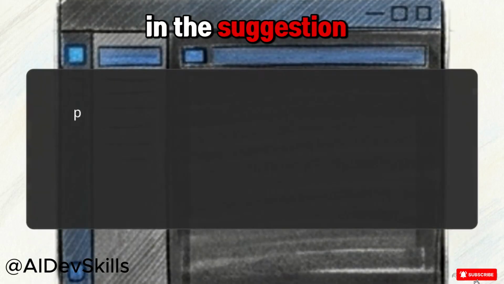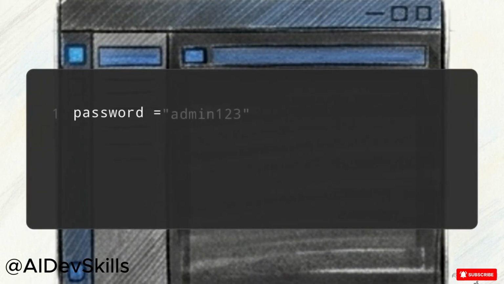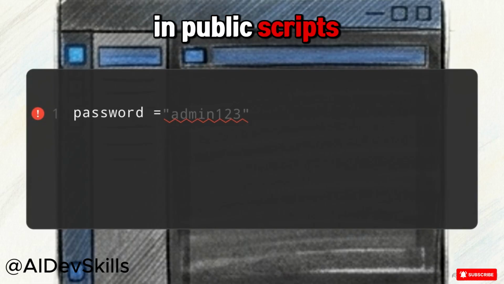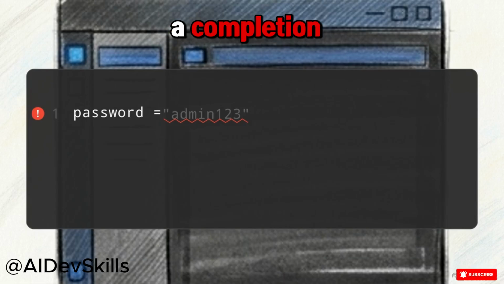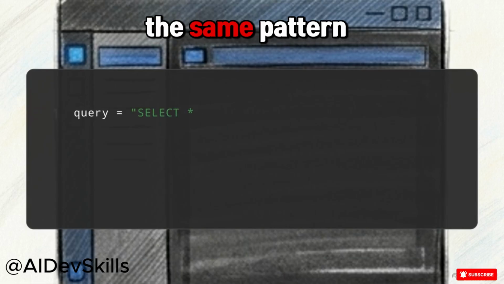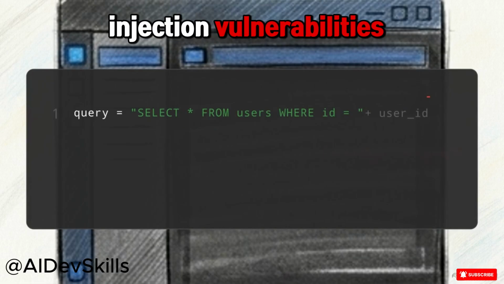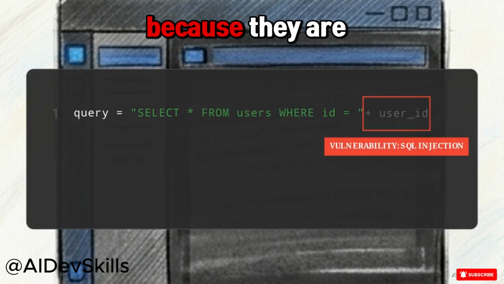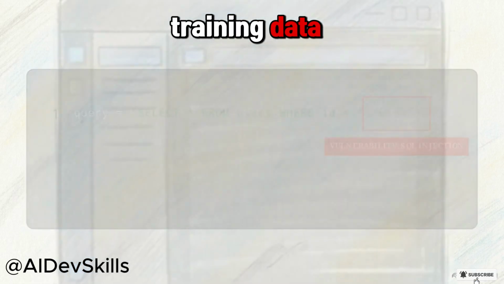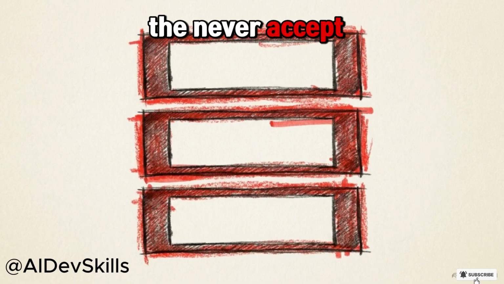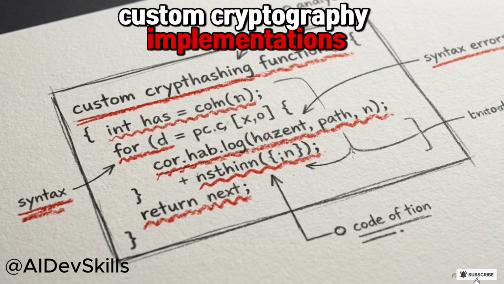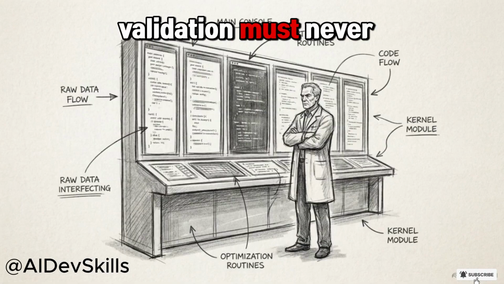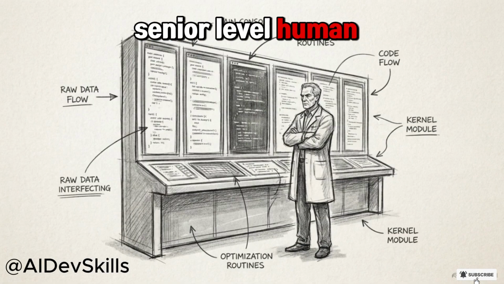This is visible in the suggestion of hard-coded credentials. Because the model has seen countless examples of plain text passwords in public scripts, it will often offer them as a completion for your own variables. The same pattern applies to SQL injection vulnerabilities. The model frequently generates raw string concatenations because they are prevalent in legacy training data. These risks define the never accept zones. Custom cryptography implementations, core authentication logic, and user input validation must never be offloaded without senior-level human review.